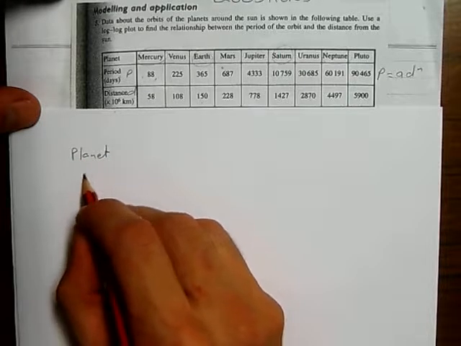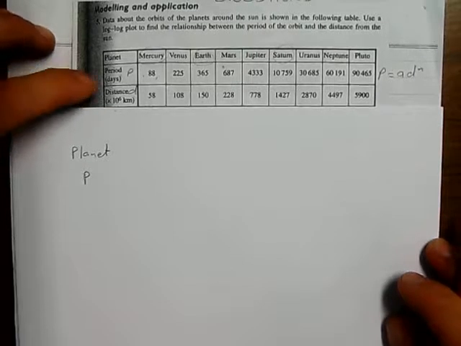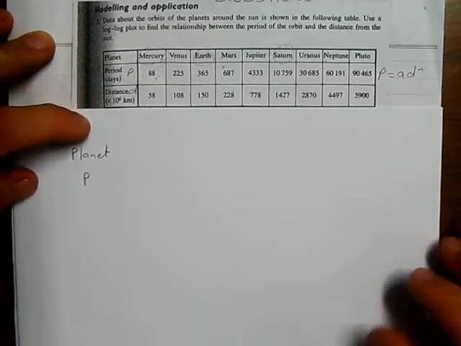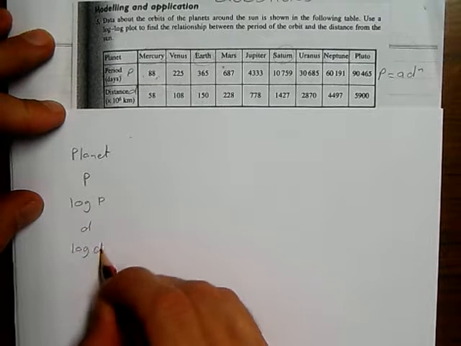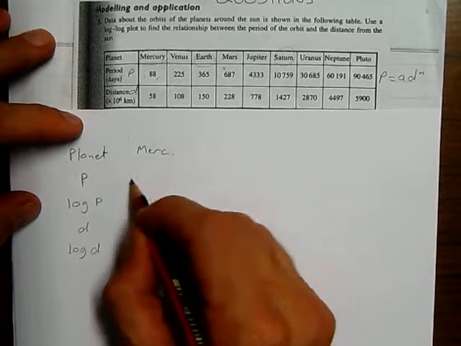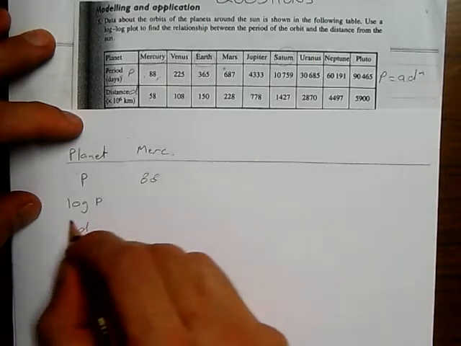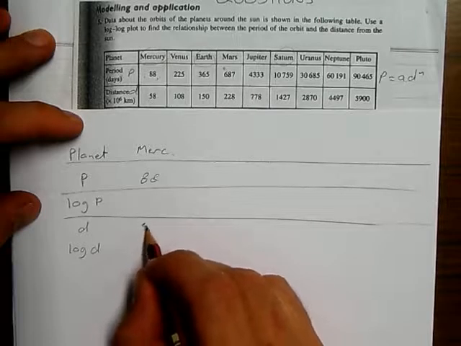We're going to have the period, and because it's a log-log graph, guys, I need to take the logs of both of my variables. Okay, so I have a row for P, I have a row for the log of P, I have D, and I have a row for the log of D. So we have Mercury, which is 88, and the D for Mercury is 58.